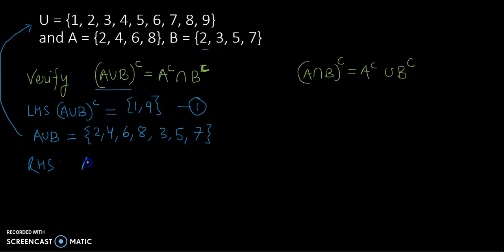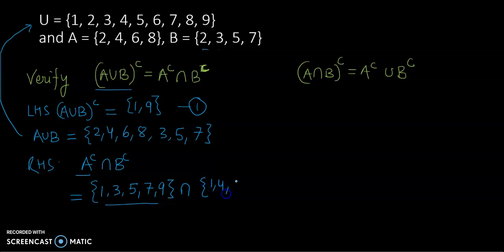And the right hand side is A complement intersection B complement. So let's write A complement first of all. A complement is the members which are not a part of A. So the A complement here is going to be 1, 3, 5, 7, and 9. You can think about it, see it. And then intersection, I've written A complement first of all. Then intersection of B complement, which is 1, 4, 6, 8, and 9.